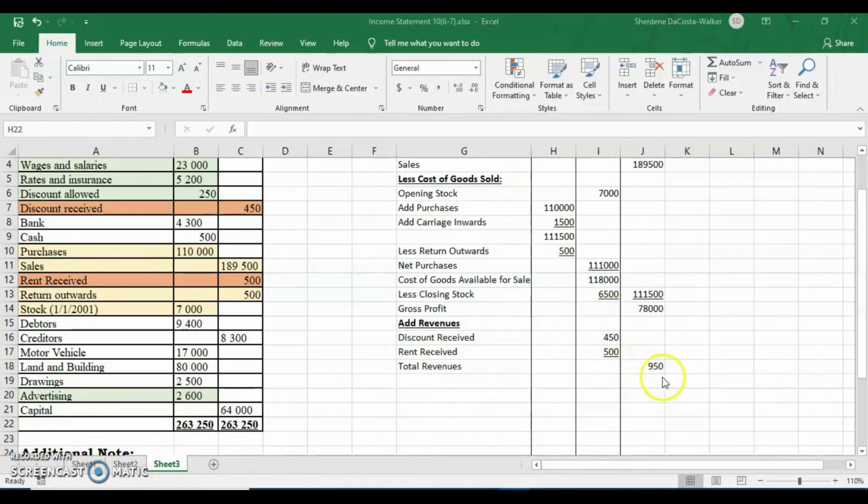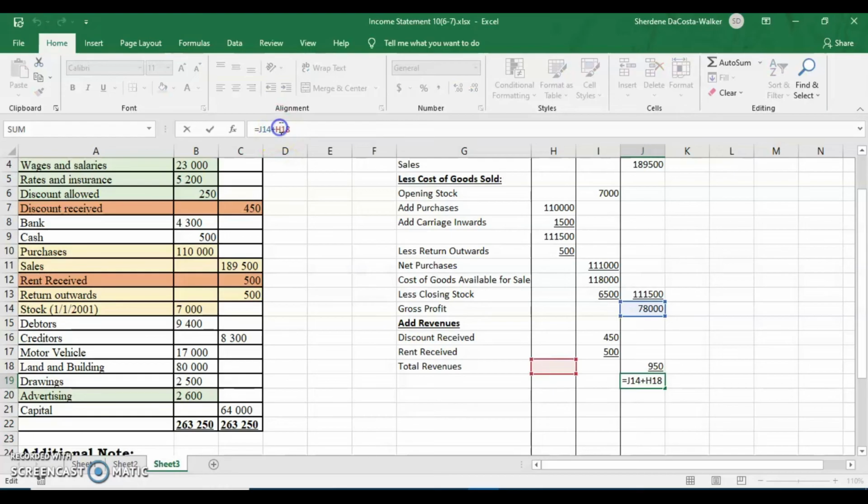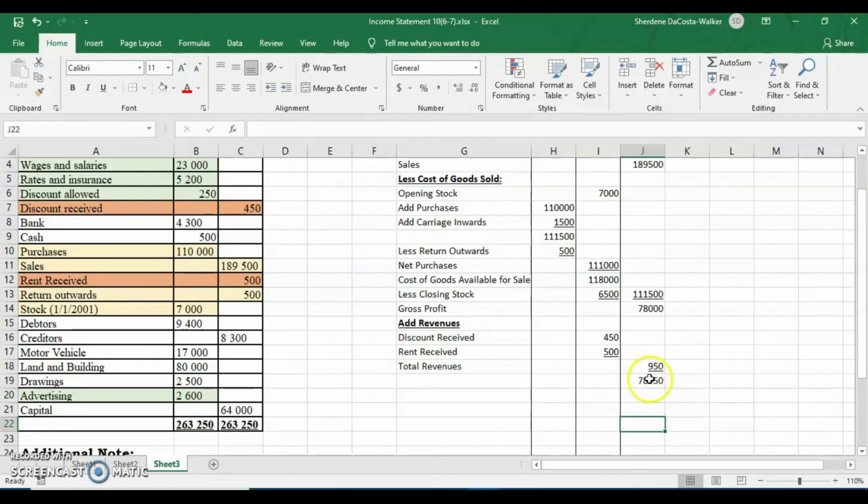Now that you have found the total revenue, we're going to add that figure, because we did say we're going to add revenue. So we're going to underline it and we're adding it to the gross profit. So that would be H18. So I'm going to correct it. It should have been J18. Add it, and this is my figure after I've added my profit that I've gained from my gross profit and the revenues that I've earned throughout the year. So I'm now going to do my less. I'm going to less my expenses.